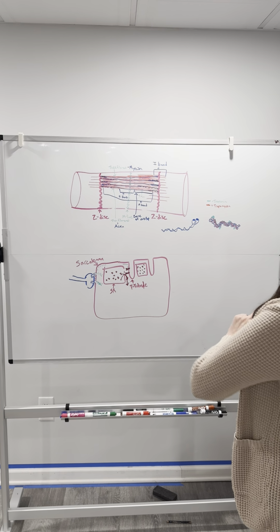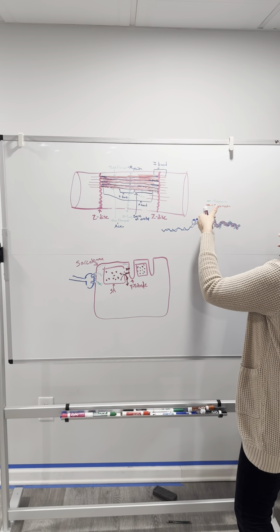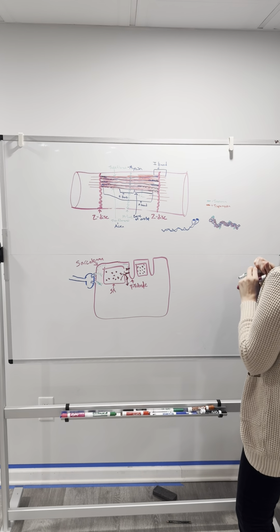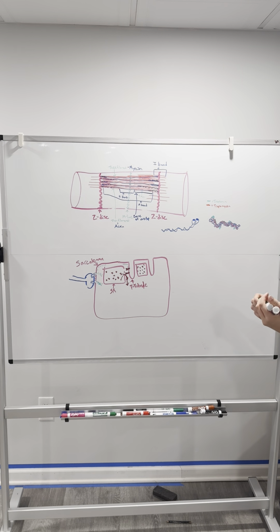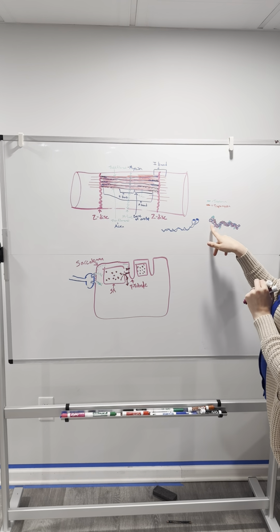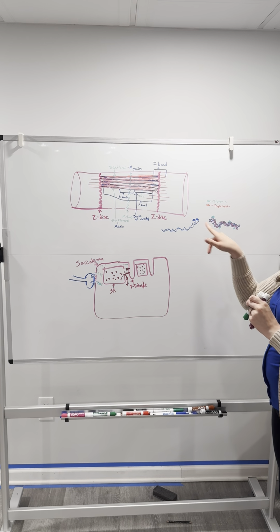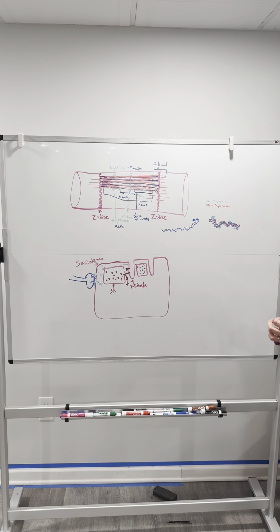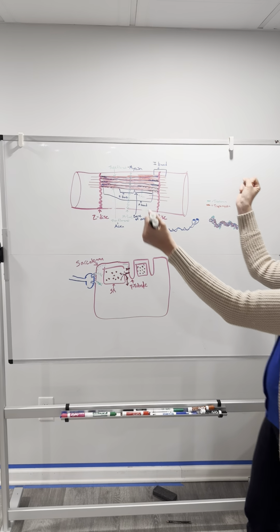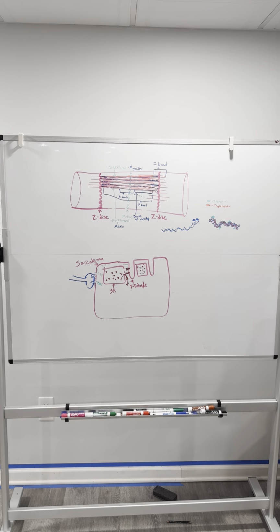And then again, calcium can bind to troponin, make it have a conformational change, and move tropomyosin out of the way. That frees up the myosin binding site, and now the myosin heads can bind to those myosin binding sites, and that power stroke can occur, or pulling in, or muscle contraction.